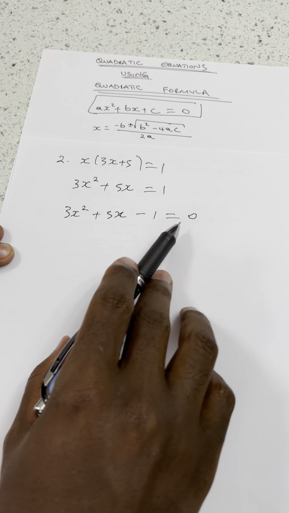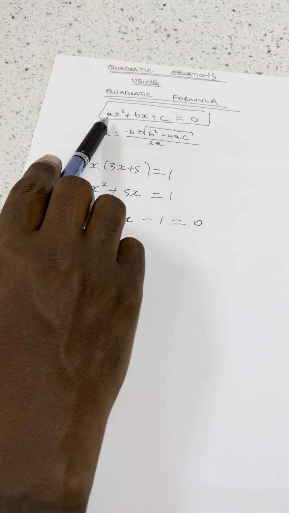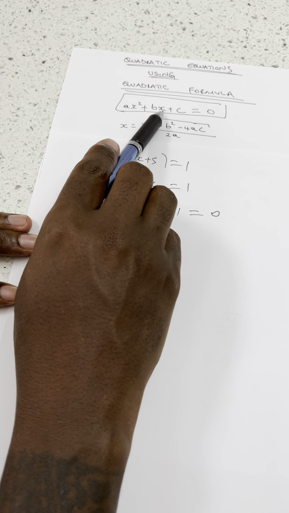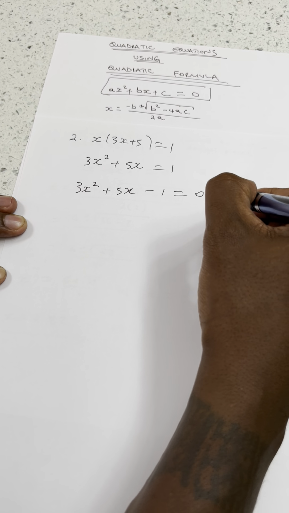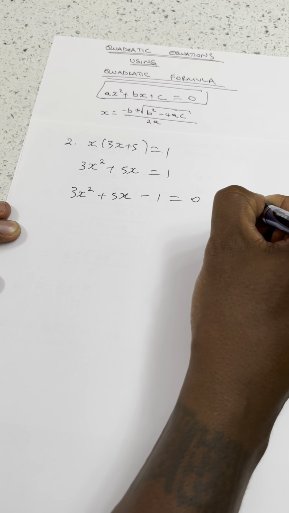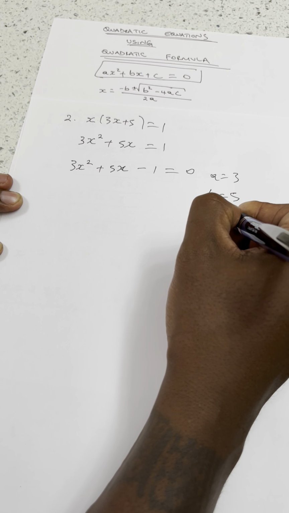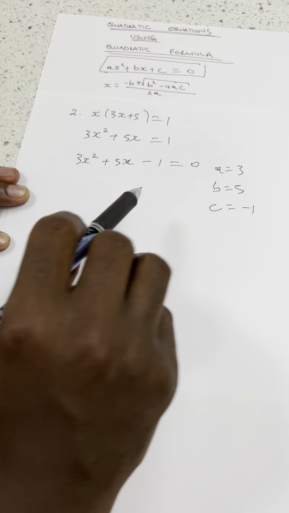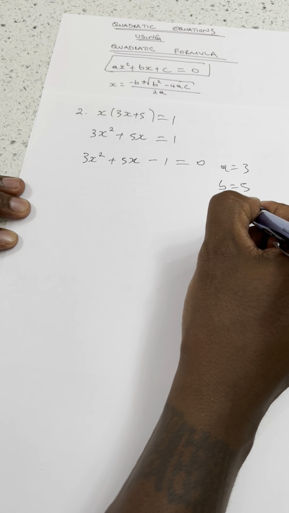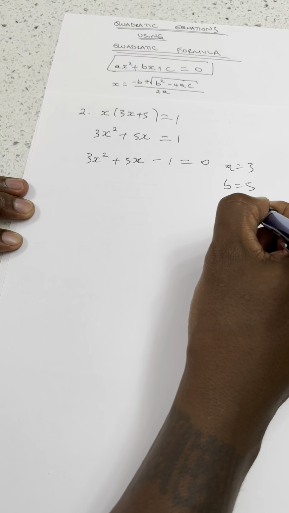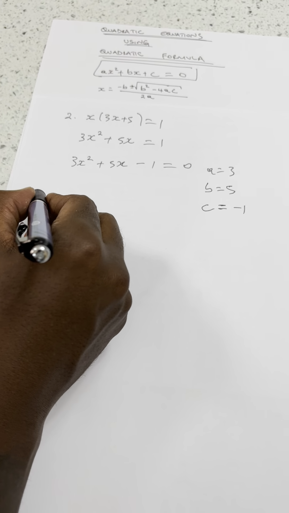So now this problem has the structure that we need from a quadratic equation, where it's ax squared plus bx plus a constant is equal to 0. This is our structure. In this case, our a is equal to 3, our b is equal to 5, and our c is equal to negative 1. Please be careful with the signs. Always remember to keep your negative signs there.